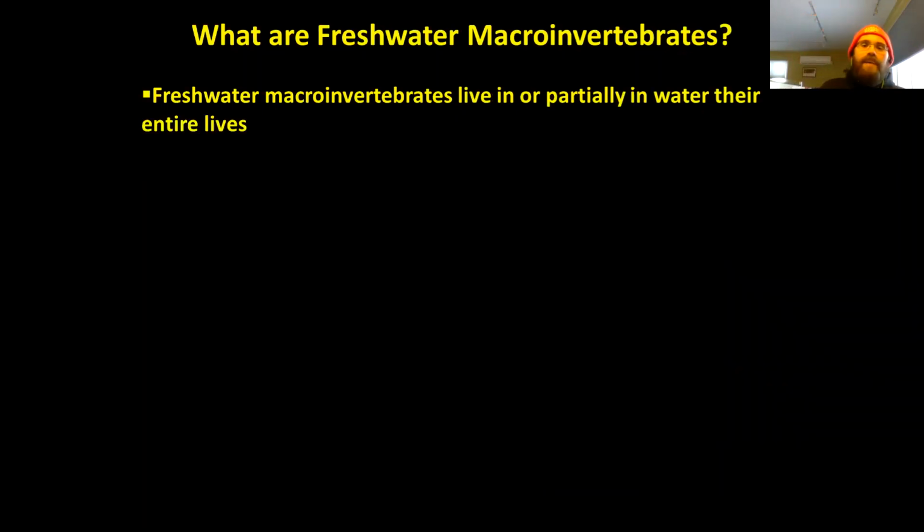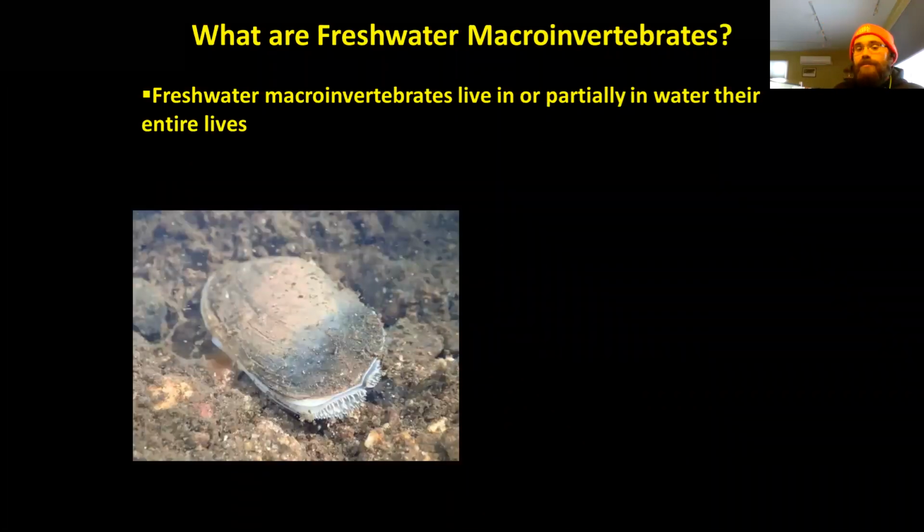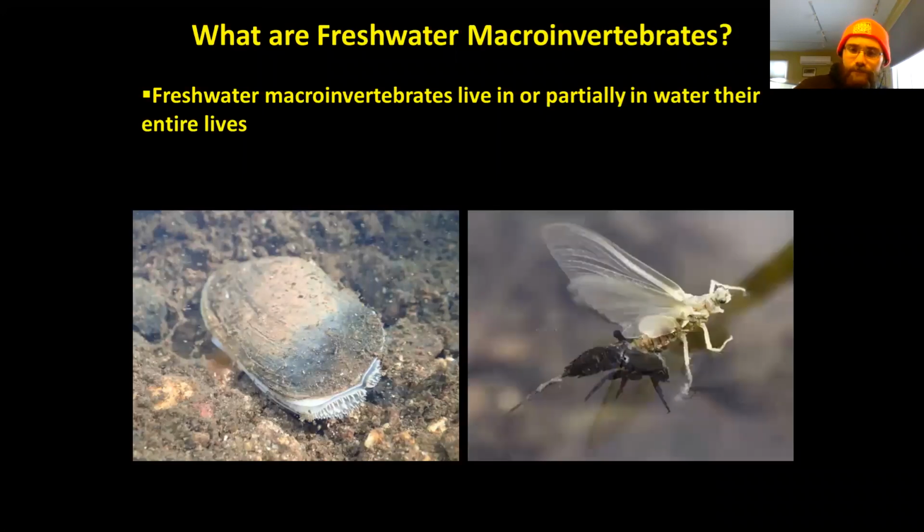Now, freshwater macroinvertebrates live in or partially in water their entire lives. So for example, freshwater mussels are going to be living underwater for the entirety of their lives. But you can have aquatic insects such as mayflies that, when they're immature, are going to be living within the freshwater ecosystem. But as they become mature adults, they take to the sky and move to the terrestrial ecosystem.